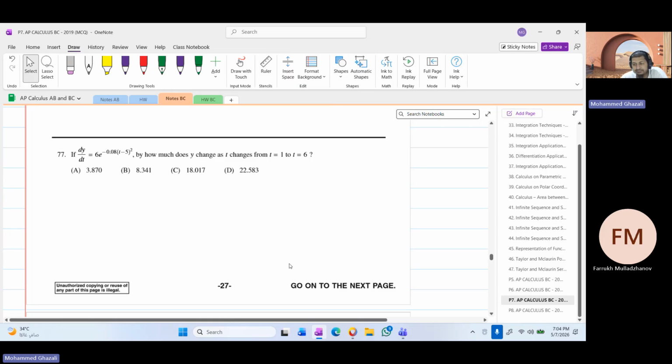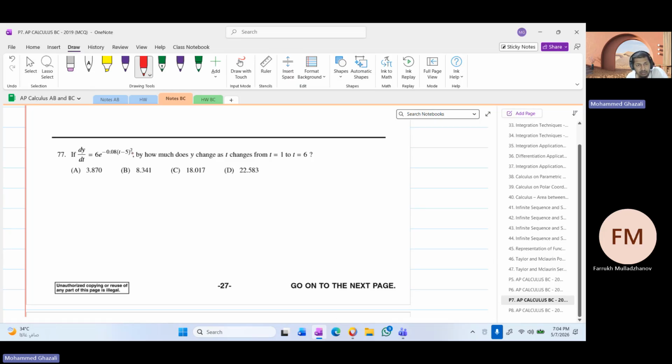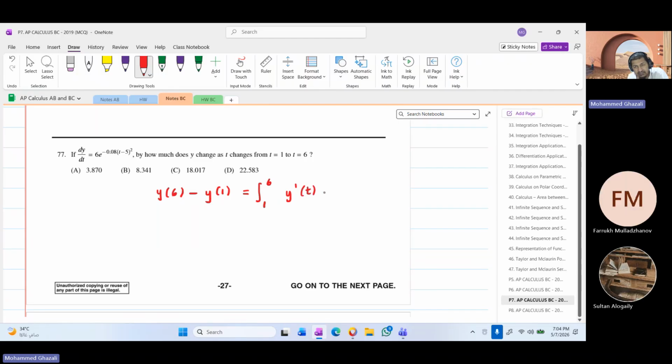Okay, next one. So we've got dy/dt, which is 6e to the power this. By how much does y change as t changes from 1 to 6? The change in y will be y of 6 minus y of 1. By the fundamental theorem of calculus, we can just say integral from 1 to 6 of y prime t dt. Are we good?